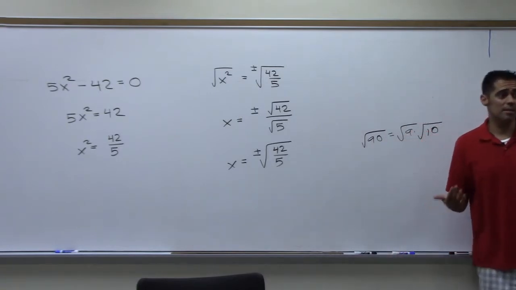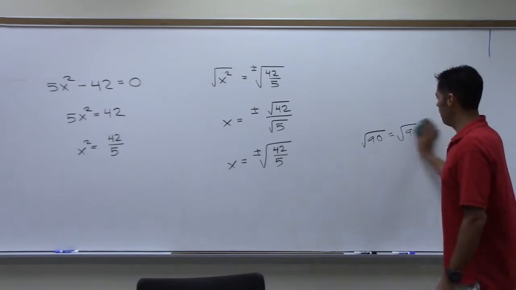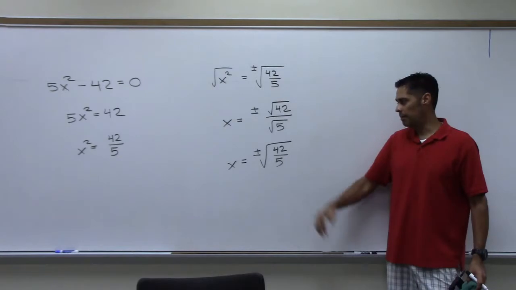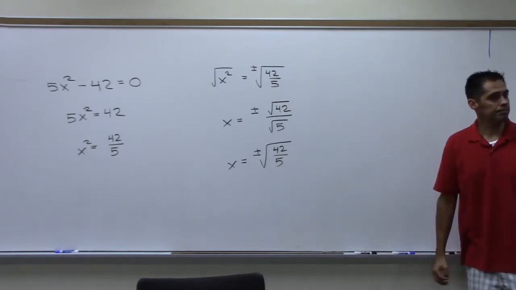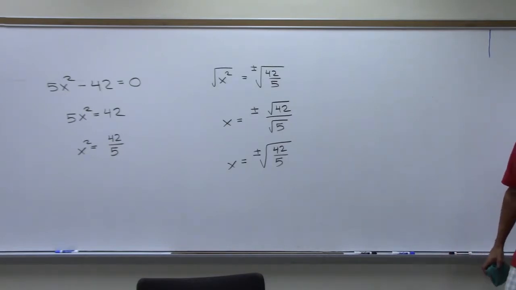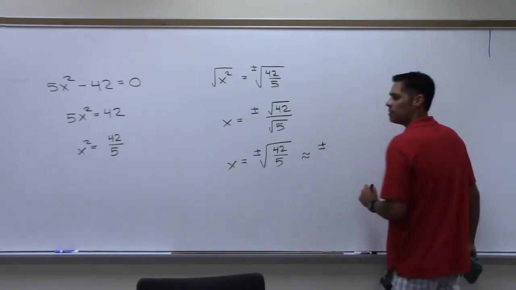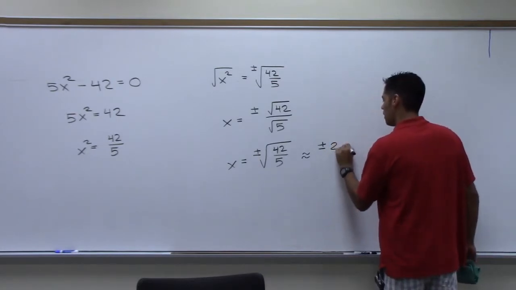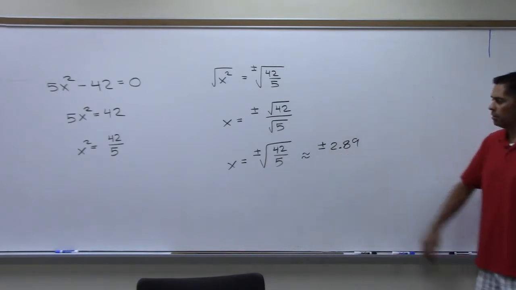And then if you wanted to get the decimal, the approximate answer, how would you do this? You do 42 divided by 5 first on your calculator. Get that? 8 point something. And then square root. Take 8.4 and then take the square root of that, which would be what? Plus or minus, what is it? 2.89. So you should make sure that with your calculator you can get this on your own.